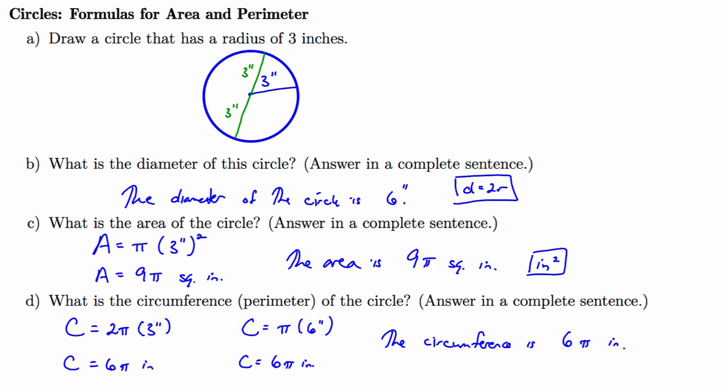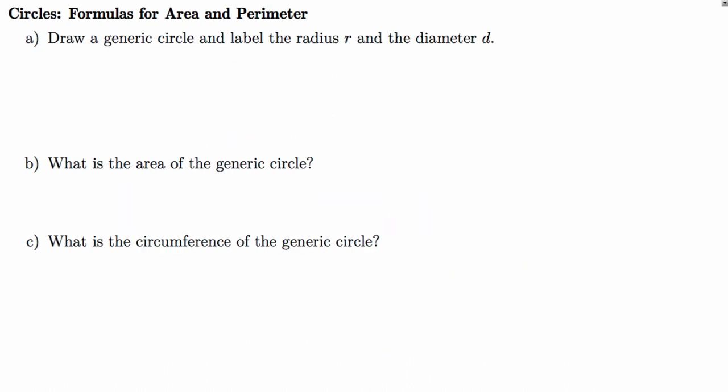In these first few examples, we have looked at a specific circle. What we want to do is use the same information, but be able to relate this to any circle, not just a circle that has a radius of 3 inches. If we start with a generic circle and label its radius r and its diameter d, we can talk about the generic formulas.